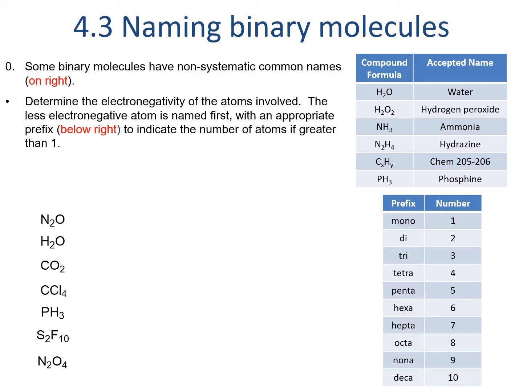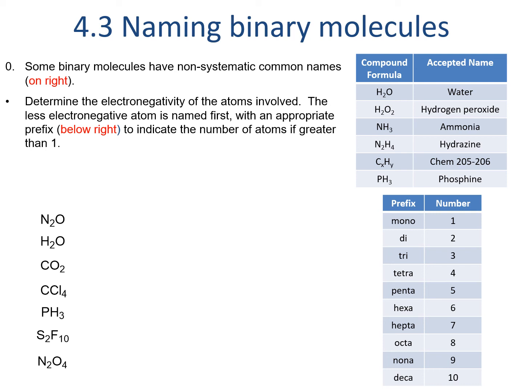After the first word, which is the less electronegative atom, the second word is the more electronegative atom's anion name. For example, instead of chlorine, we have chloride. Instead of oxygen, we have oxide. And we have sulfide instead of sulfur. A prefix is always used for the more electronegative atom, even if there is only one.